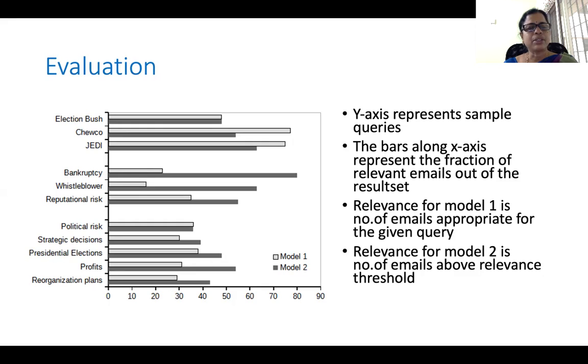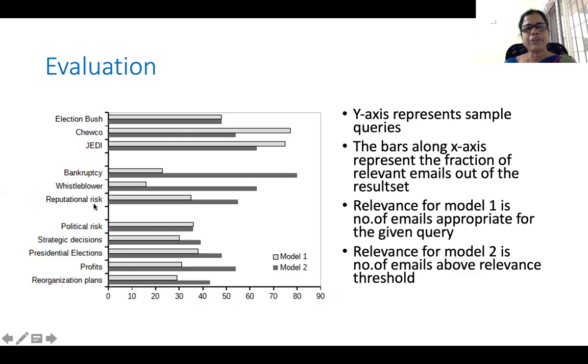Here we chose 3 groups of queries: specific queries, which contain specific keywords; generic queries; and queries that have multiple meanings. For the specific keyword queries, we have election Bush, that is the repercussions of elections on this company by President Bush, and QCO and JD, which are names of companies. In the generic queries category: bankruptcy, whistleblower, and reputational risk.